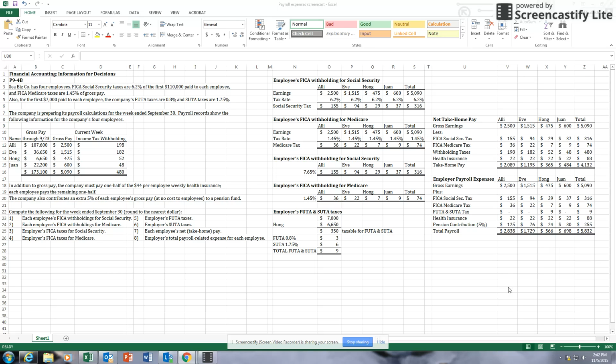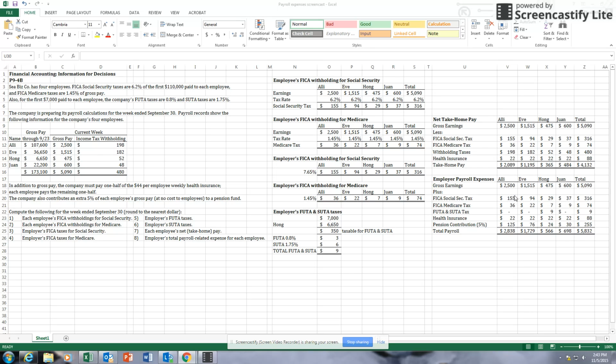Now, we're also going to look at employer payroll expenses. What is the employer responsible for paying? Well, of course, the employer is responsible for paying employees their salary, and they have agreed to pay this amount. This is the gross pay. Now, this isn't the check they're going to write because they're going to do their employees the favor of withholding these taxes and health insurance amounts. But this is what they owe. This is their liability to their employees. This is their salaries expense for their employees.